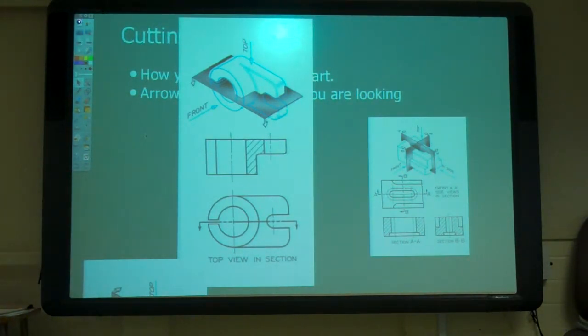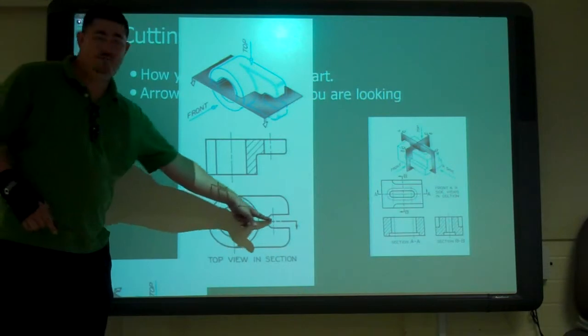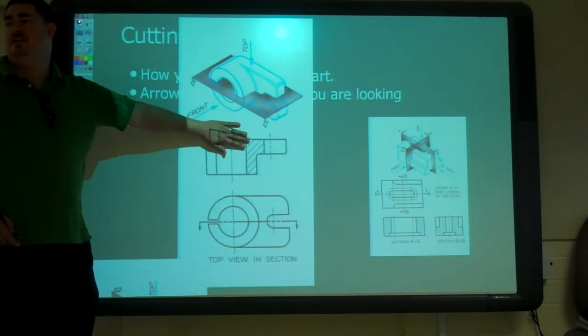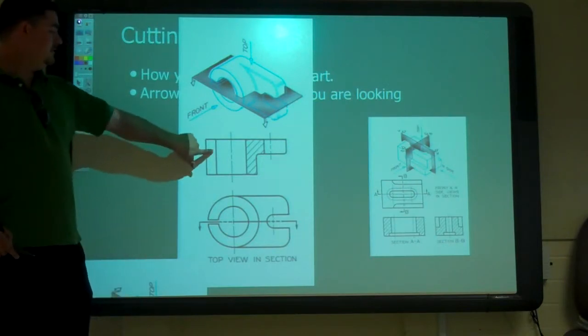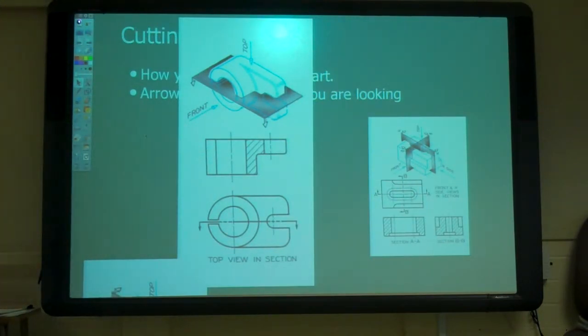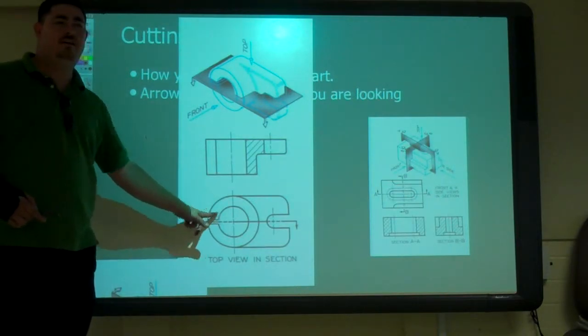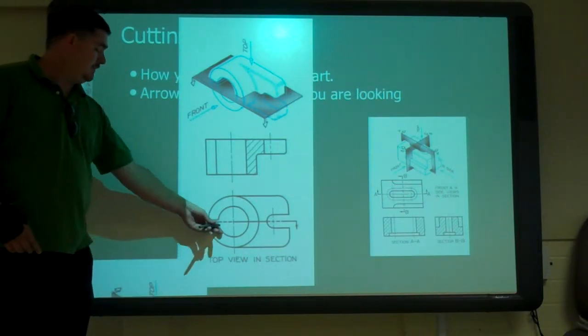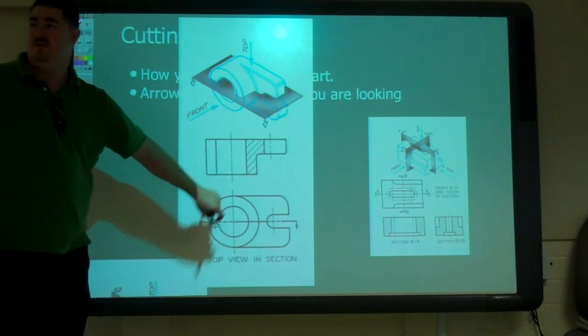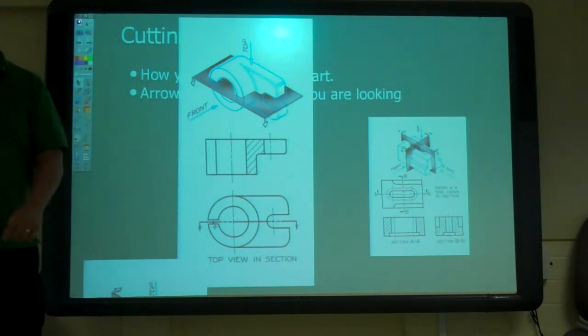The different types, we'll get to that in a minute. So here we're cutting, because the arrows are pointing down, the top view is going to be our section. Why isn't that got a hatch on it? Because there's no material there, right? No material means no hatching. If that was a solid circle all the way through, we'd hatch it.